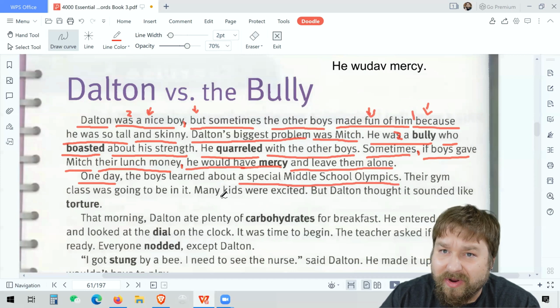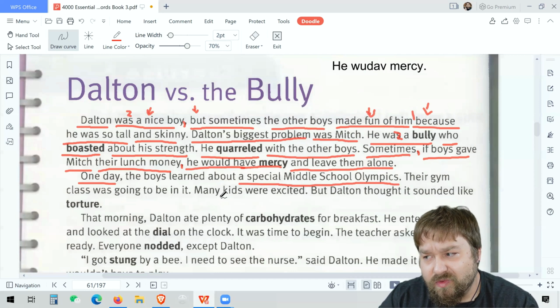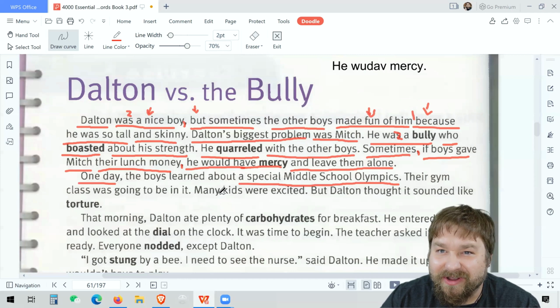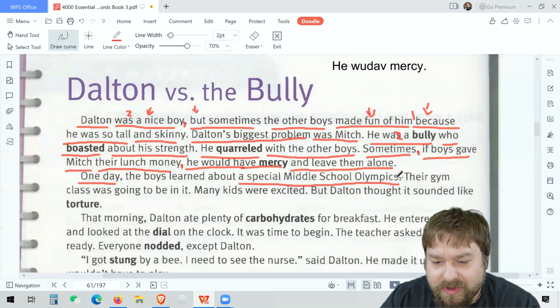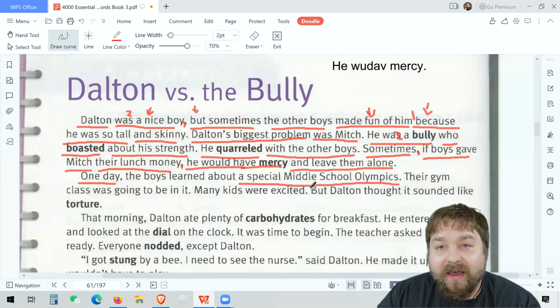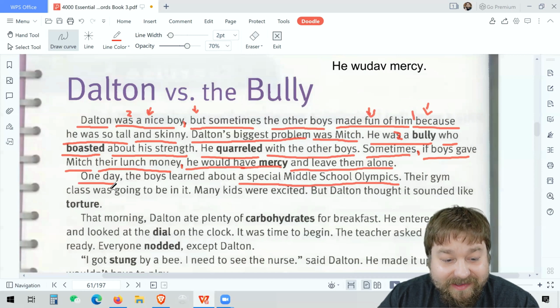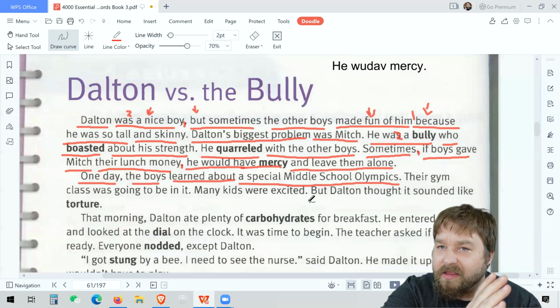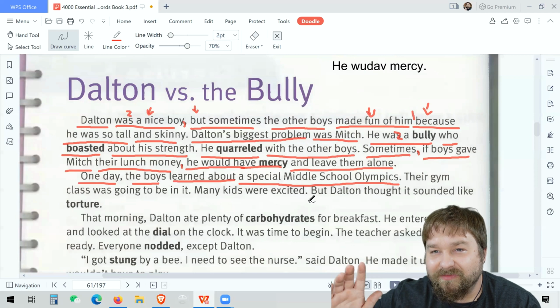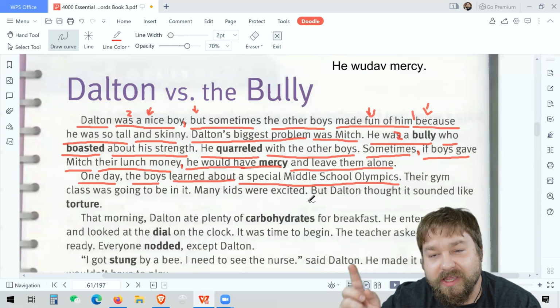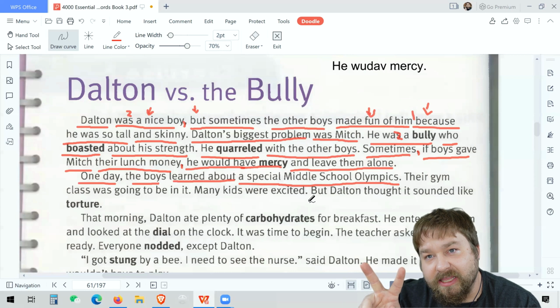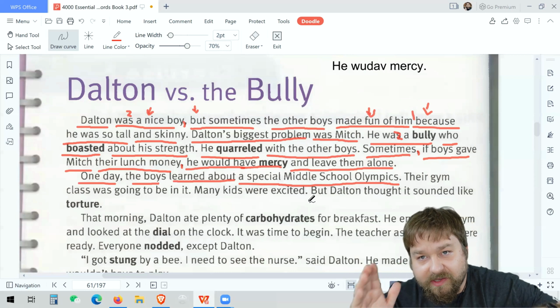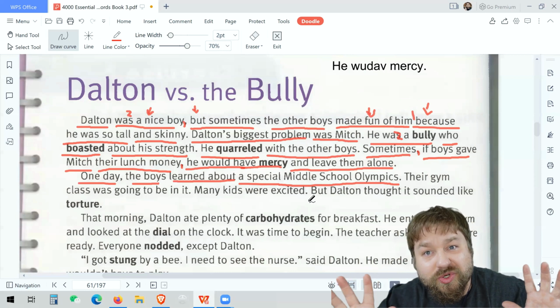It's a name. You can't break a name. A special middle school Olympics? That sounds funny, right? So we can't break that. We have to say that really fast. One day, the boys learned about, okay. If we said the boys learned about a special, we run out, we get confused. It's too much to join like that, okay? Even though it's in two separate waves, it's just too much.